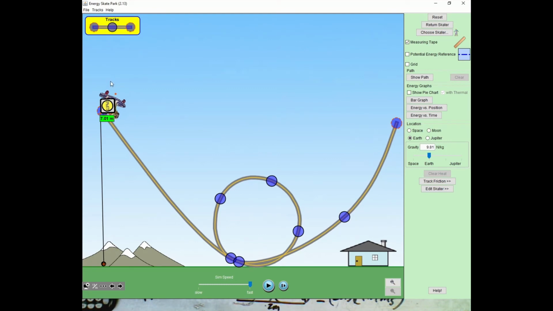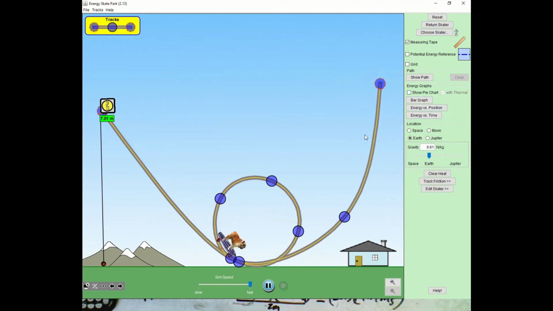So my next question is, do you think the dog is going to make the loop? Well, let's check it out. So you can see that the dog easily makes the loop. So the dog easily makes the loop in this situation.